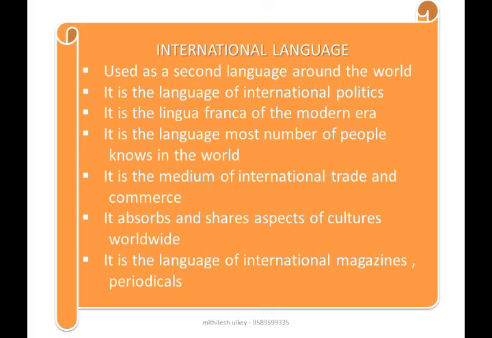It observes and shares aspects of cultures worldwide. Yes, by using English, it observes and shares aspects of cultures worldwide. This is a very important point to remember in your mind. English is the language of international magazines and periodicals. Yes, English is one of the best languages in the world of international magazines and periodicals.